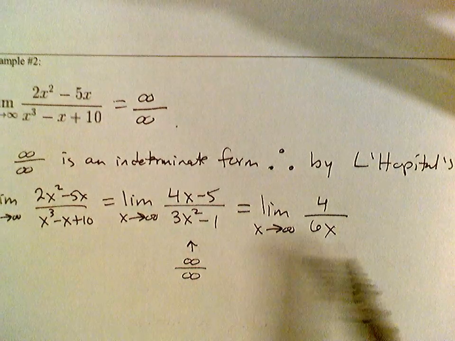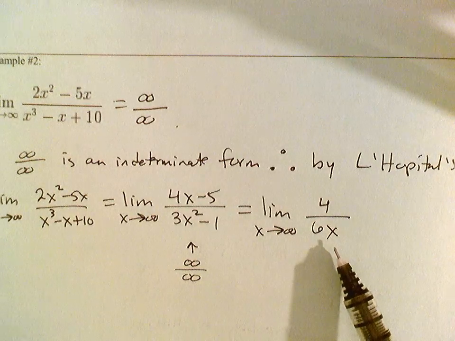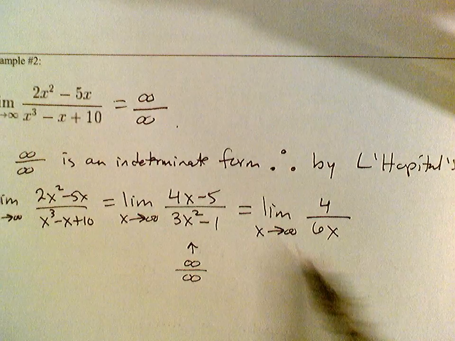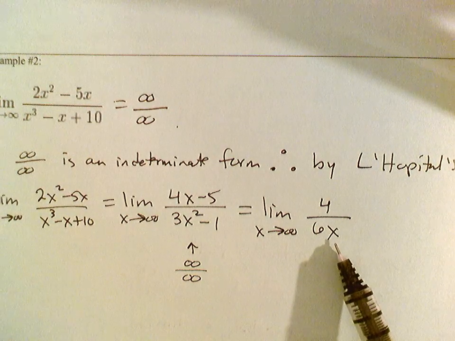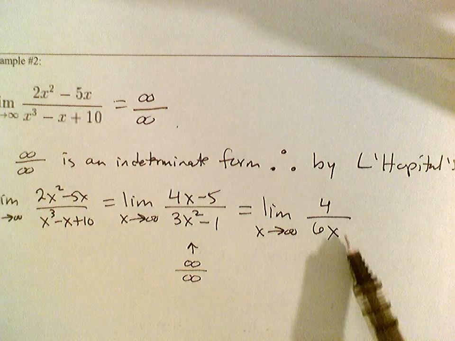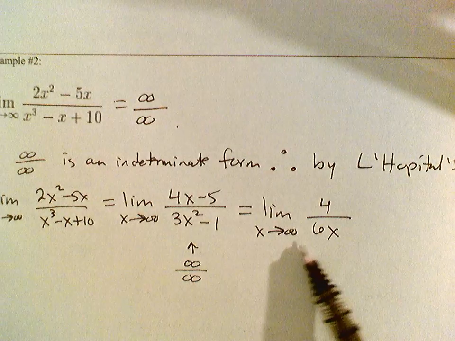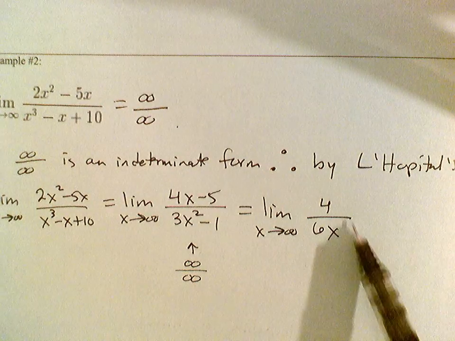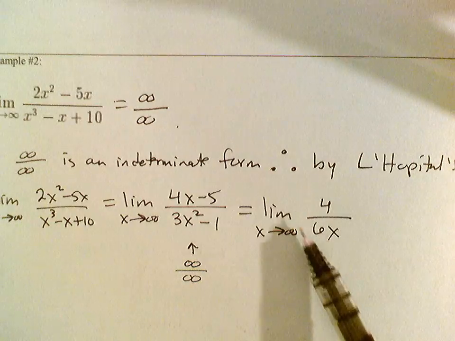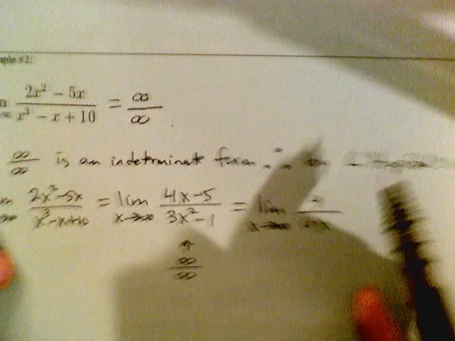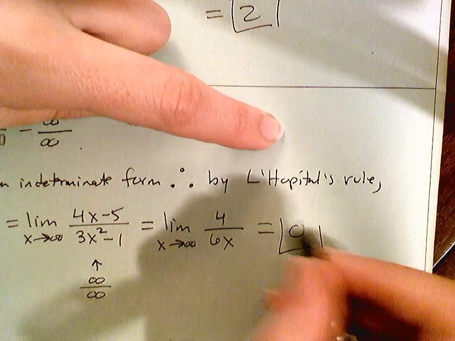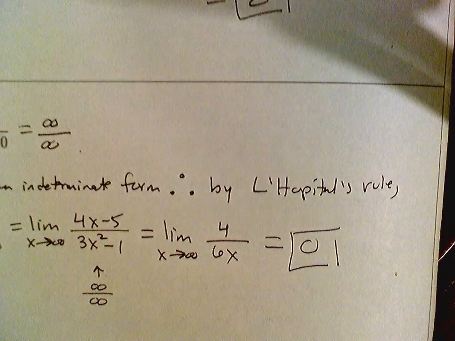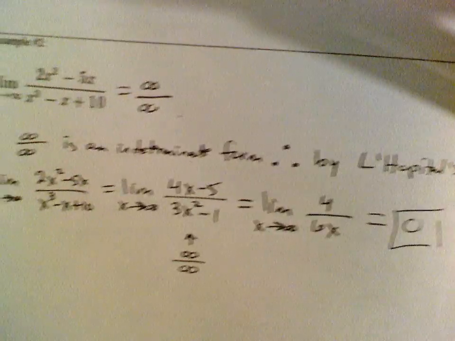Okay, now this is something that we can get a handle on. As x is getting huge and huge and huge, so imagine 6 times 10, 6 times 100, 6 times 1,000, 6 times a million, this function is getting smaller and smaller, closer and closer to 0. Yep, so there's that, guys.